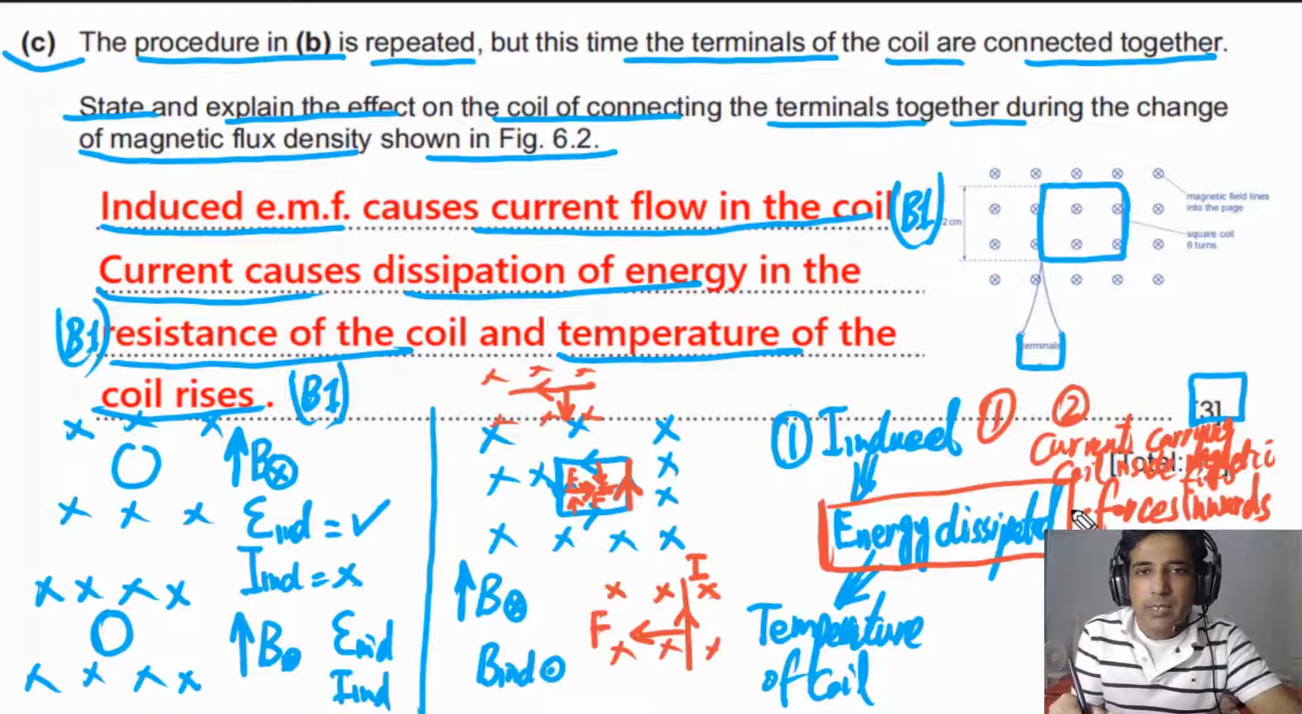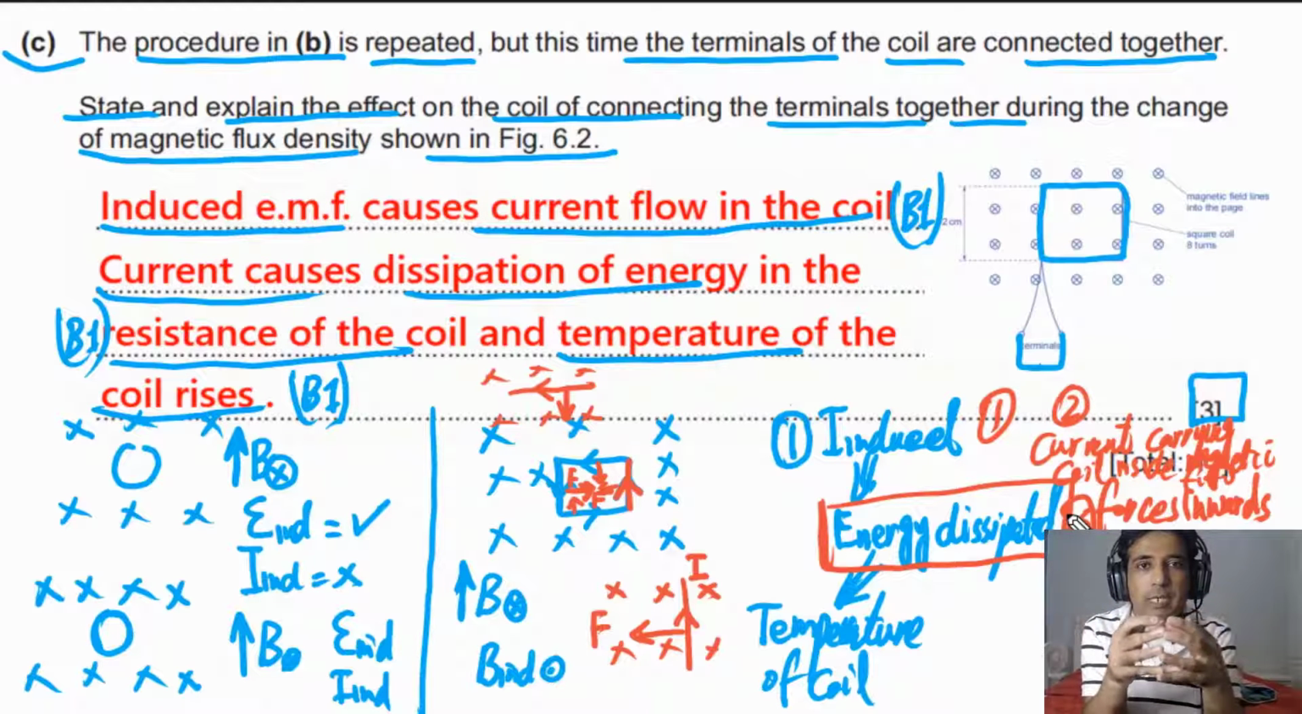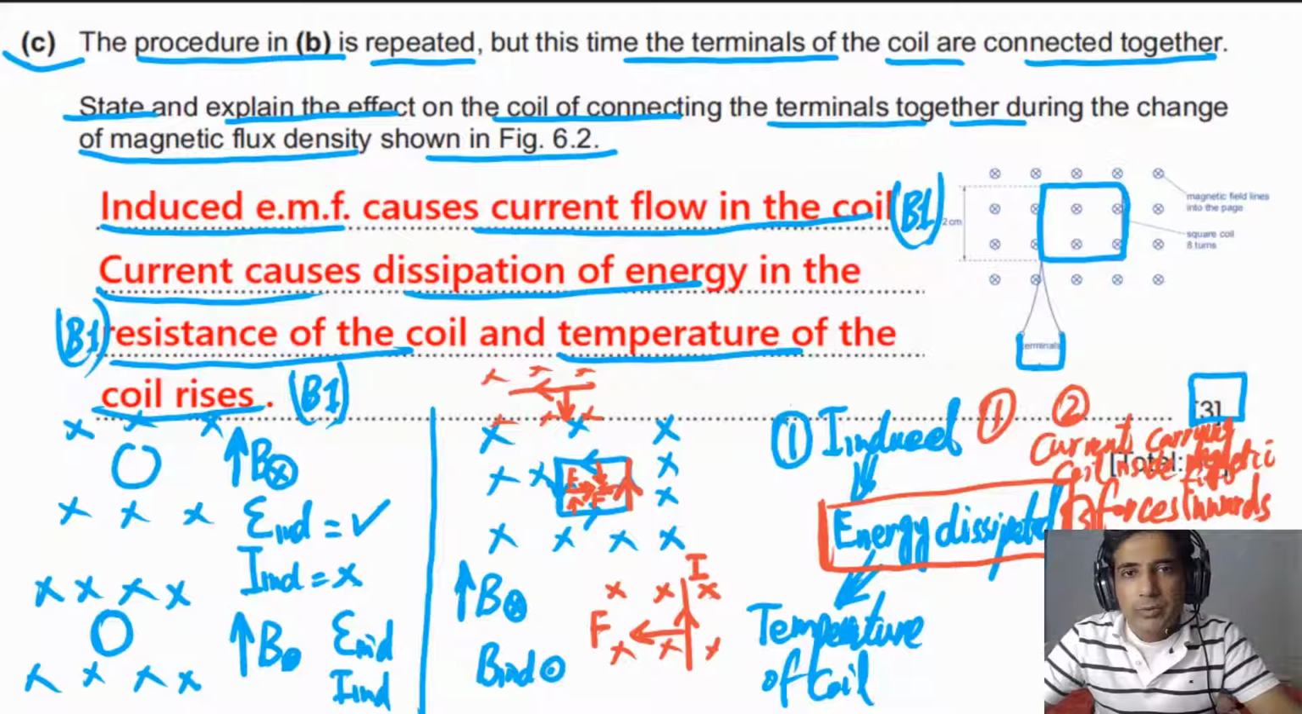And the third mark you will get if you have written there will be forces acting on this one and these forces are directed inwards. It means it will try to minimize its area. So it will try to reduce the change in magnetic flux. So this is how we can answer this question.